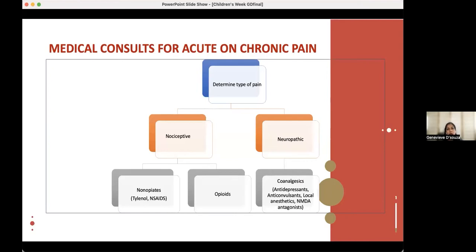We also get medical consults for various different acute and chronic pains like rheumatoid arthritis, JIAs, renal diseases. So we try to determine the type of pain, whether it's nociceptive or neuropathic pains, and accordingly try various pain medications. We try non-opiates, opioids if they are nociceptive pain, and if they're neuropathic pains, we stay away from the opioids. And we try various other co-analgesics like antidepressants, local anesthetics, the NMDA antagonist, according to what kind of pain it is.